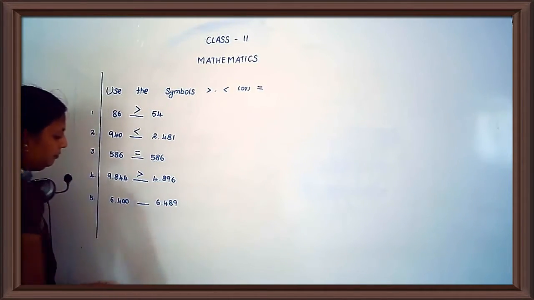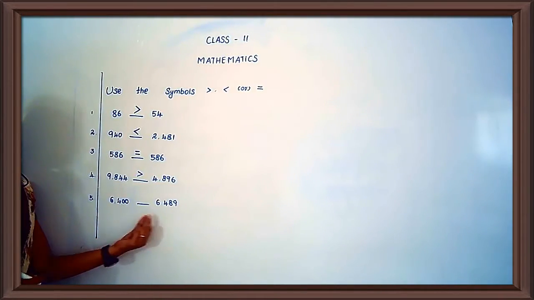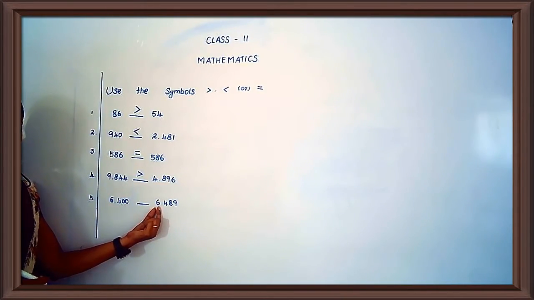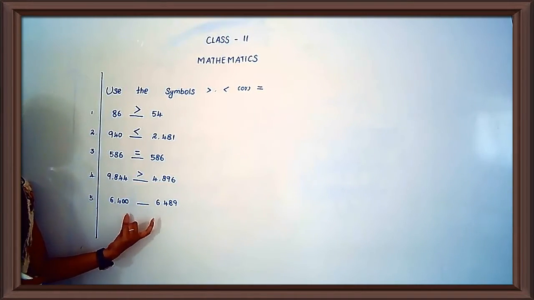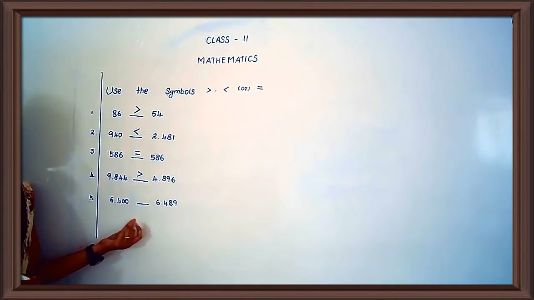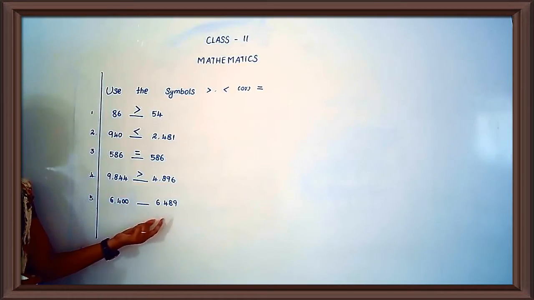Then the fifth one, 6489. See here, a 4-digit number and a 4-digit number. Here it is 6000 and that side is 6000. The thousands places are equal, yes? So we have to compare the hundreds place values. How many hundreds are here? 400. And here? 400. 400 and 400.